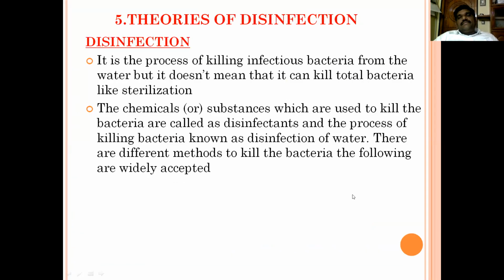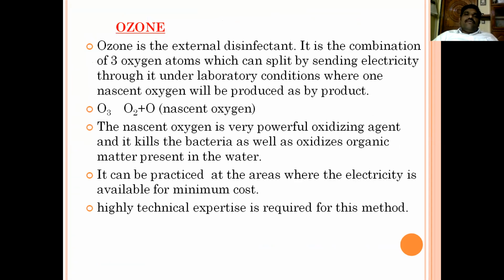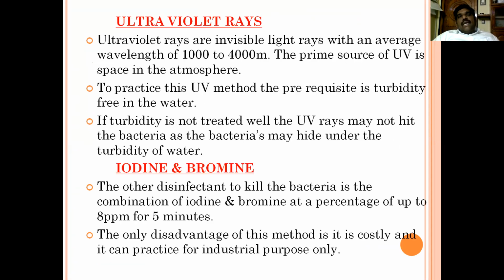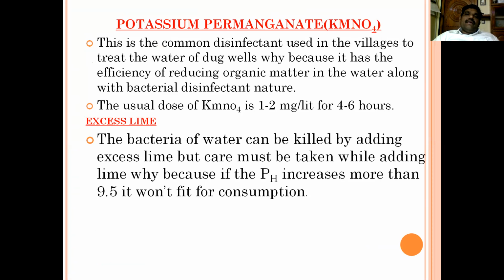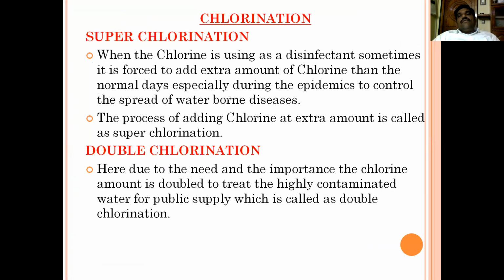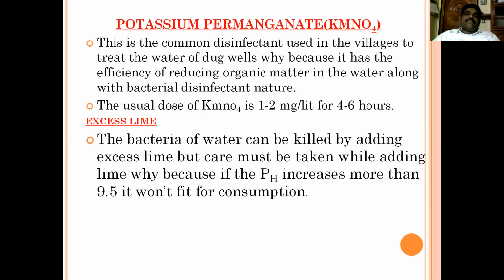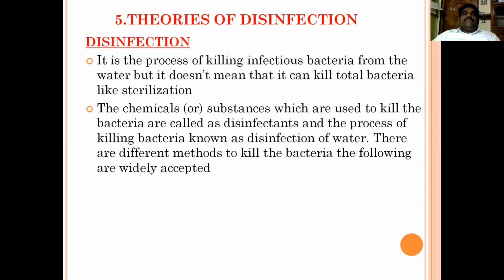where we have seen the different types of disinfectant methods: boiling of water, ozone, ultraviolet rays, iodine and bromine, potassium permanganate, excess lime, followed by chlorination. Followed in the sense, this is also one of the best disinfectant methods to be used to kill the bacteria. See here, theories of disinfection.